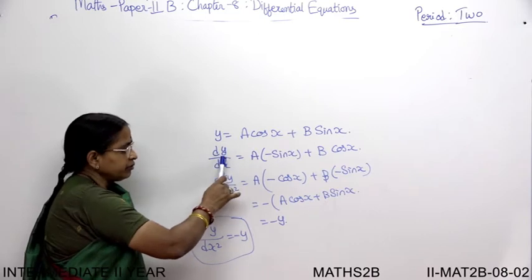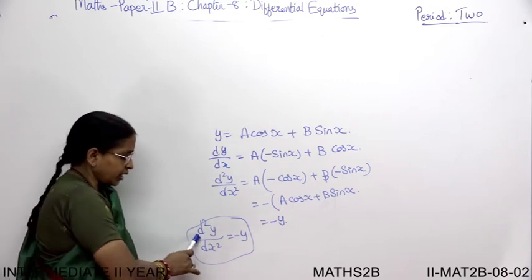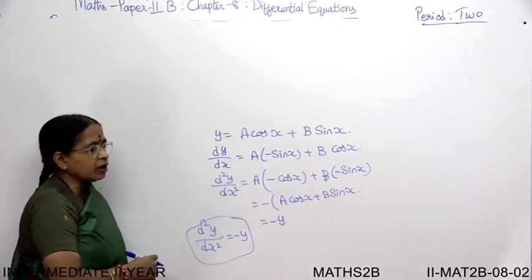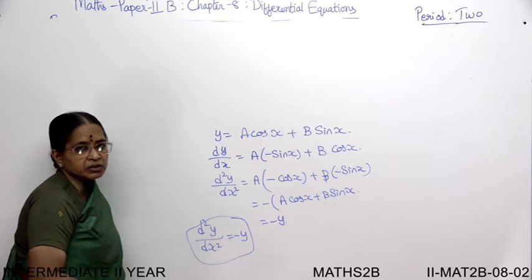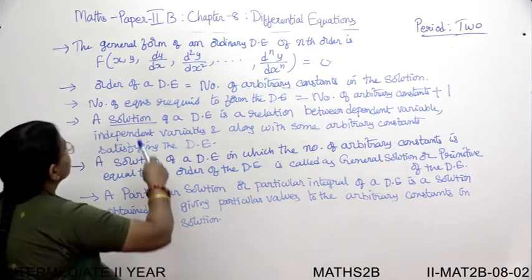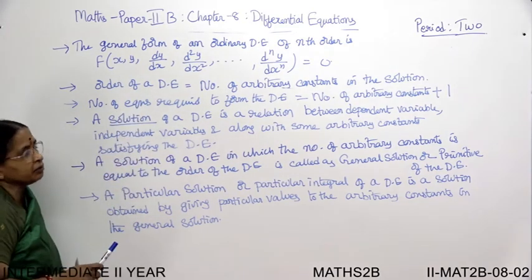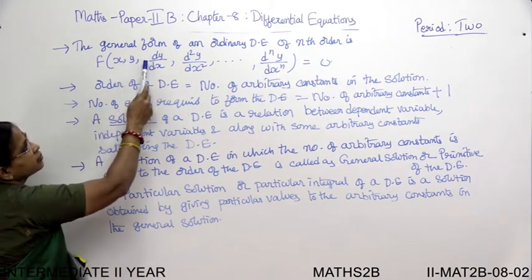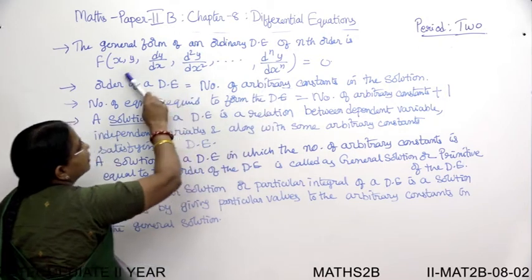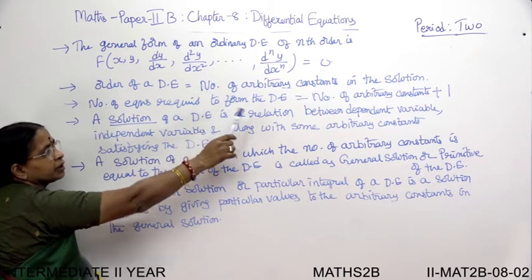So the order of the differential equation you can directly write even without finding all this. You can write the order as 2 because there are two arbitrary constants. Like that you can write the order of the differential equation for which the solution is given. Now just now we discussed this solution. The general form of an ordinary differential equation of nth order will contain x terms, y terms, dy by dx, d square y by dx square, up to the nth order derivative. So this is the general definition. Now the order of a differential equation is equal to the number of arbitrary constants in the solution.